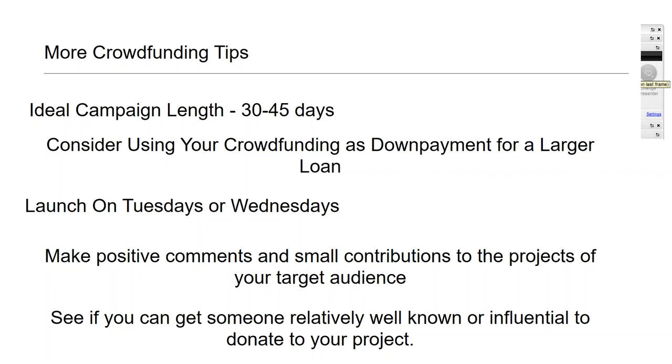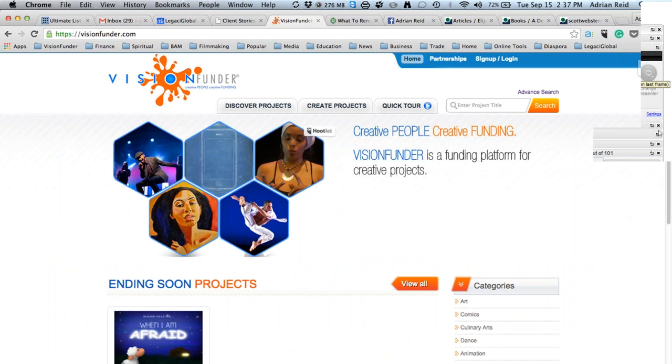Again, you want to go on and make comments on other campaigns with your funders. You want to say what people are doing, because it's about reciprocity. So if you contribute to another person's campaign or say something nice, most likely they'll do the same for you. So it's about crowds, but reciprocity. It's about building momentum with your crowd.